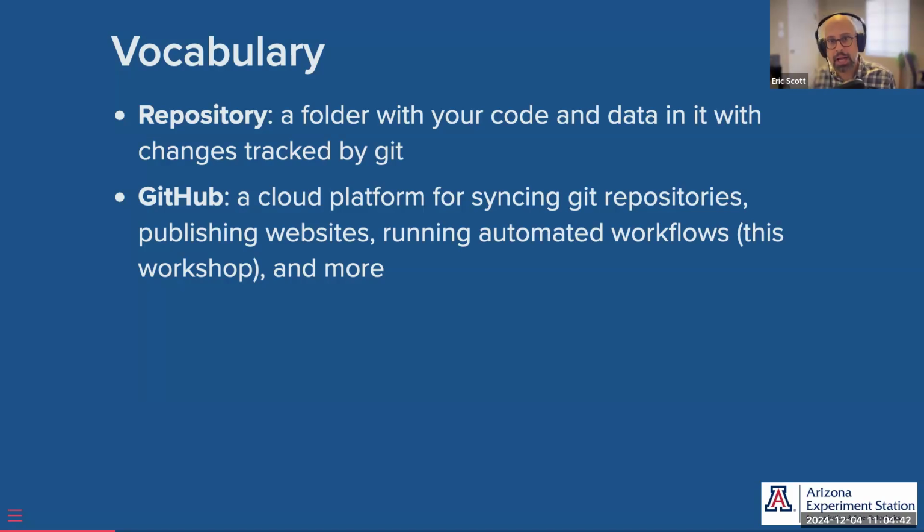GitHub is a cloud platform. It's a website, a cloud platform for syncing Git repositories so that you have a backup of your repository on the cloud and can share your code with your collaborators and with the public. But it also does other stuff. It allows you to publish websites. It allows you to run automated workflows, for example, and a bunch of other stuff.